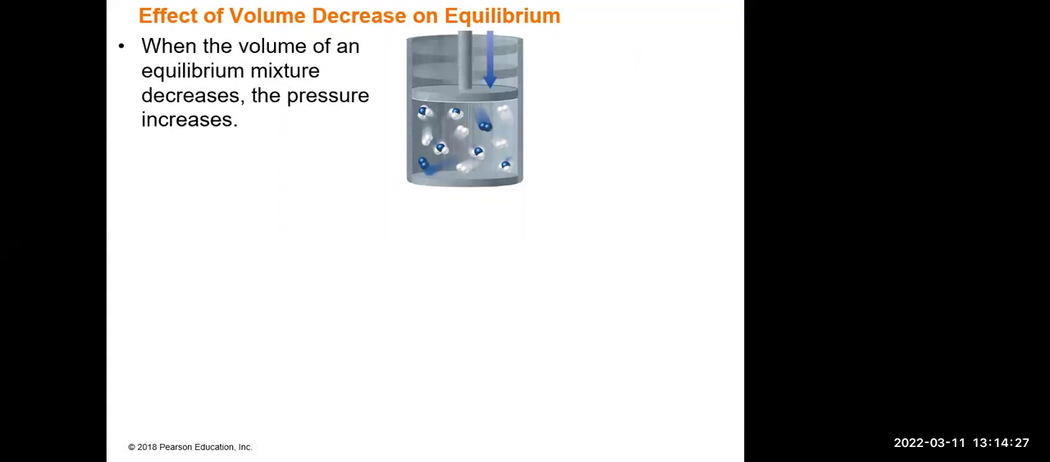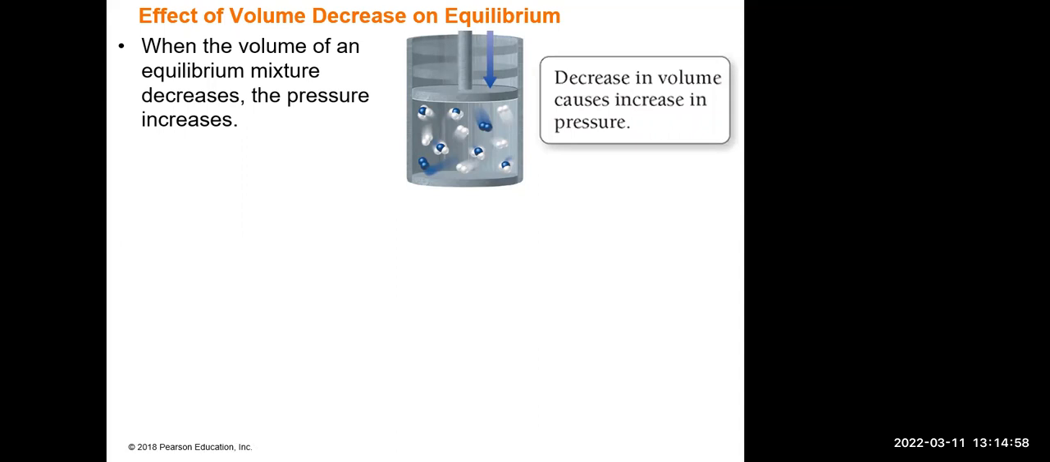And here I show you Boyle's law. When the volume of an equilibrium mixture decreases, the pressure increases, right? That's kind of common sense. When you have a piston and you decrease the volume, then the pressure increases inside the piston. Obviously, we're assuming the temperature is not changing and how much gas is in the piston is not changing. So that will be true. Decrease in volume causes increase in pressure. And now we're going to use this to study this chemical equilibrium.